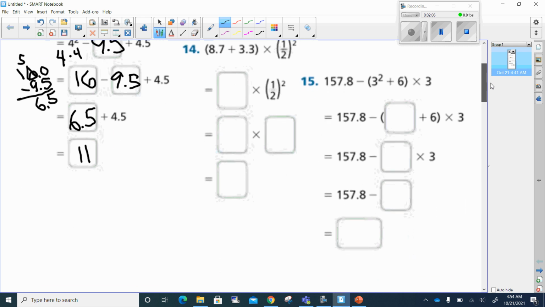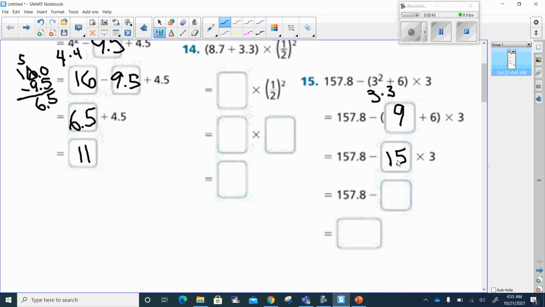Next, I have number 15 to do, so let's go ahead and work here. We see that all the other terms inside of this expression remain except for the 3 to the second power. So that tells us that we're working the exponent inside of the parentheses first. 3 to the second power is 3 times 3. And that's 9. Now we have to work the parentheses. 9 plus 6. That's going to give us 15.